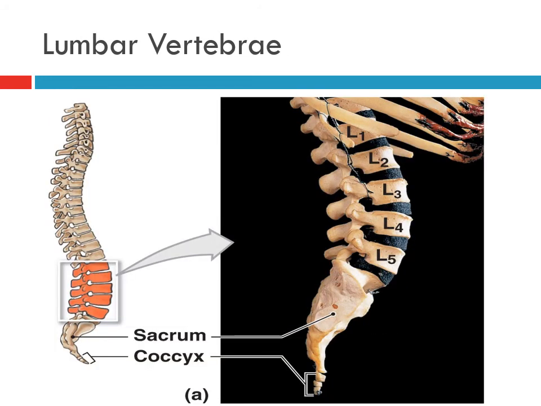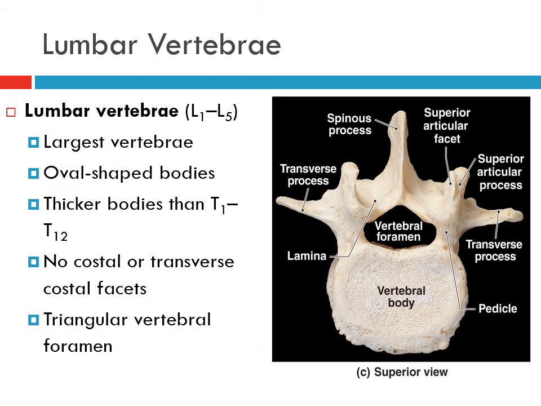So here we are at lumbar vertebrae. You have 5 lumbar vertebrae labeled L1 to L5. The labeling always starts at the top and goes down. So C1 is the very top vertebrae right under your skull, all the way down to L5, which is your lowest vertebrae down here.